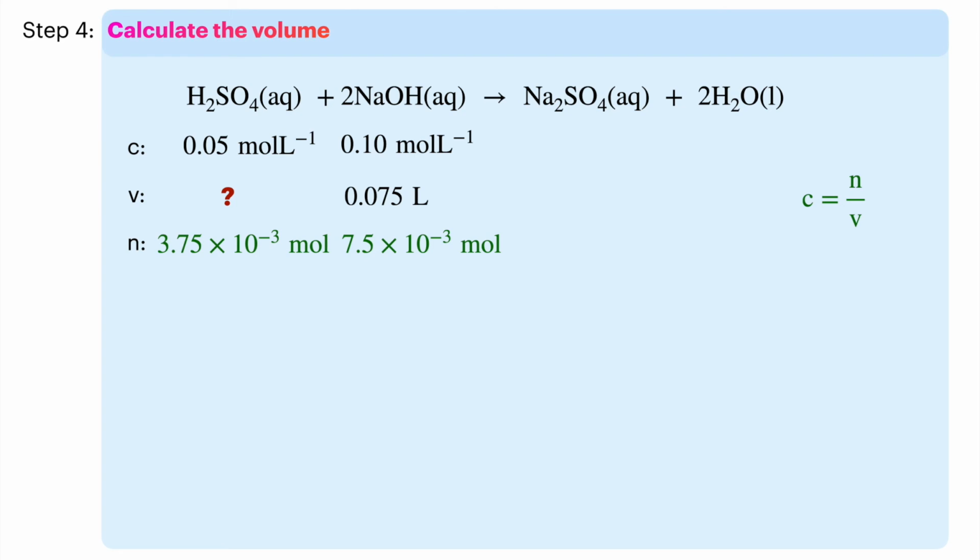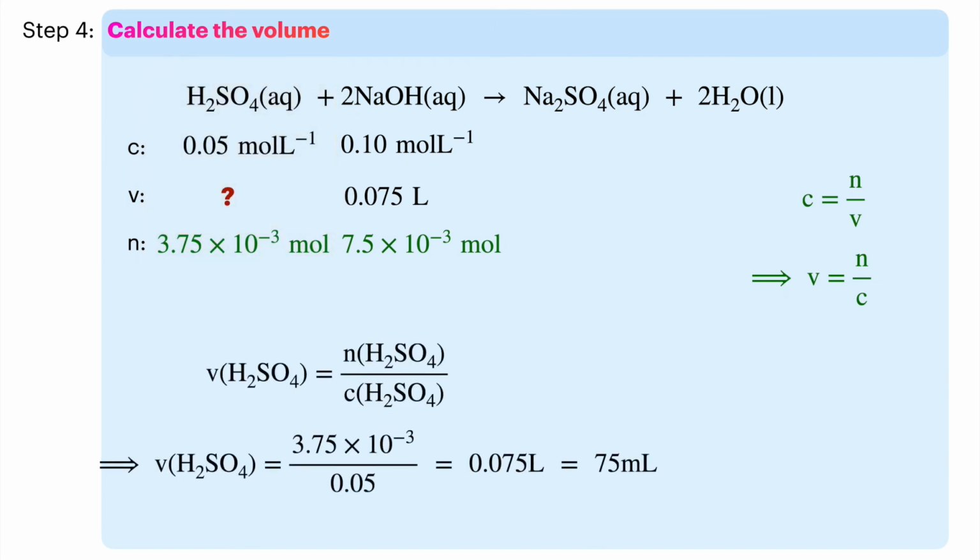For sulfuric acid, we now have the number of moles and concentration, and we need to calculate the volume. We can calculate it easily just by rearranging the same formula to make the subject v this time. The formula for v turns out to be equal to n over c. Now we can simply plug in all the numbers and calculate the volume. Dividing number of moles by concentration will give us the volume in liters. We can convert it to milliliters very easily just by multiplying with 1000 or 10 raised to the power of 3. The volume in this case comes out to be equal to 75 milliliters, which is the final answer to this problem.